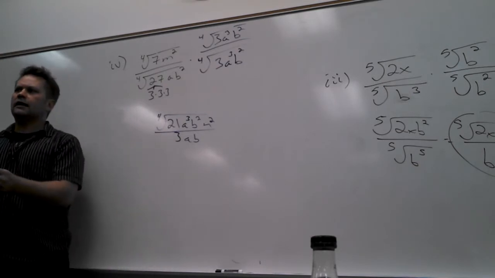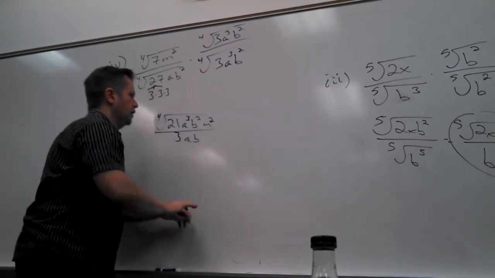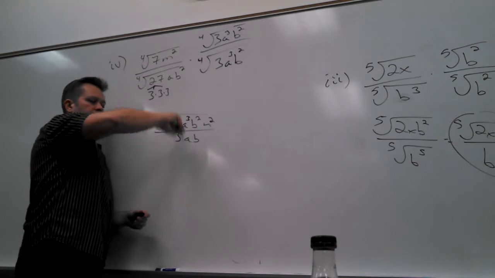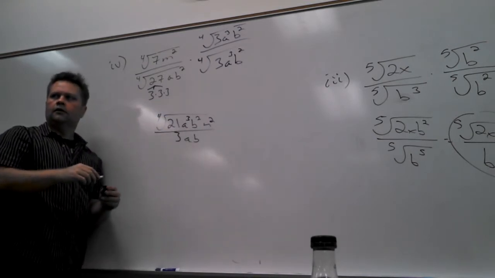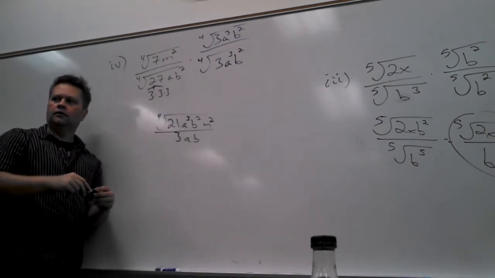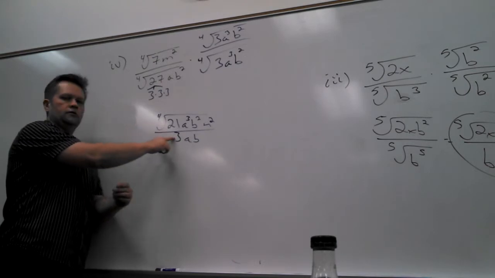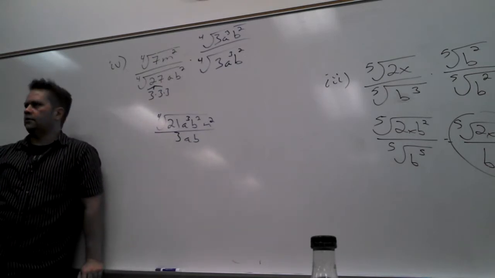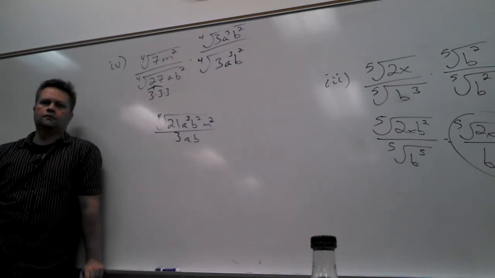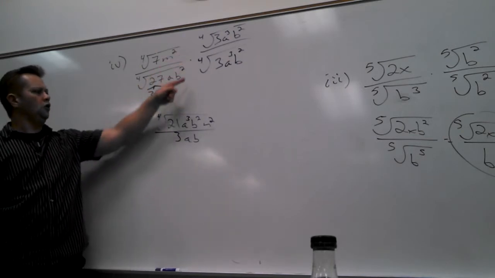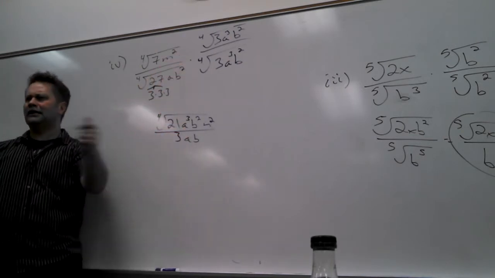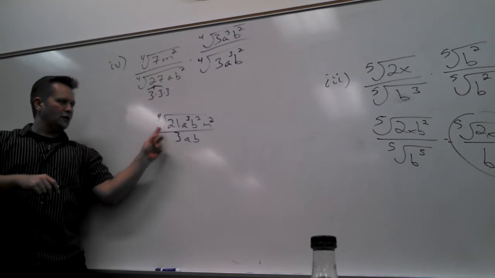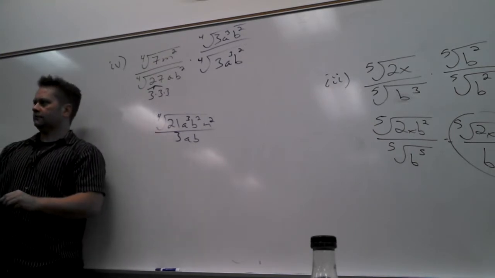Now the next mistake I see is somebody then cancels some B's and cancels some A's. Why can't I do that? Because they don't have the same root. The bottom doesn't even have a root, so you can't do that. That always sucks. You do beautifully here, and then you go one step too far. They don't have the same root, so you stop.